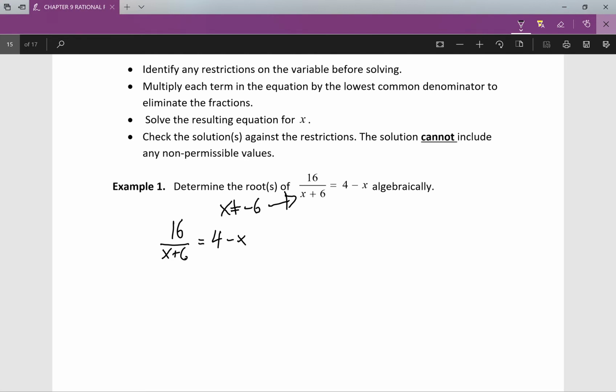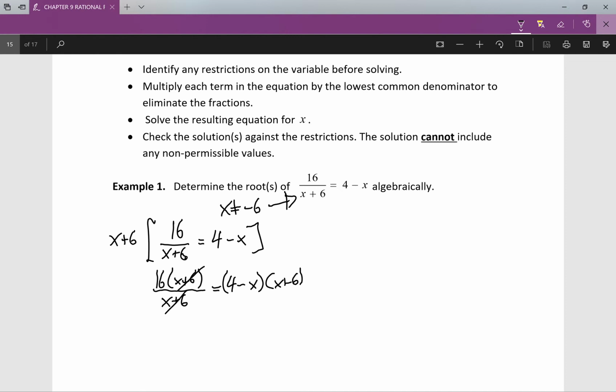From here, I need to get that x plus 6 out of the denominator, so I'm going to multiply both sides by the x plus 6. This will give me 16(x plus 6) all over x plus 6 equals (4 minus x)(x plus 6). Now, I realize I'm doing a couple of additional steps right here, but I just want to make sure that everyone follows what I'm doing.